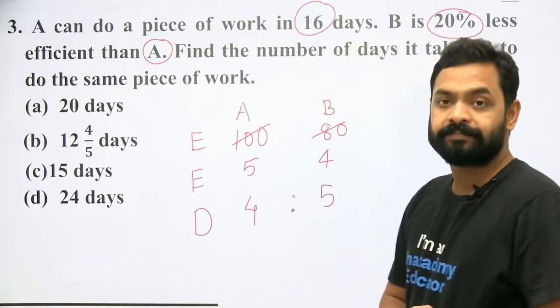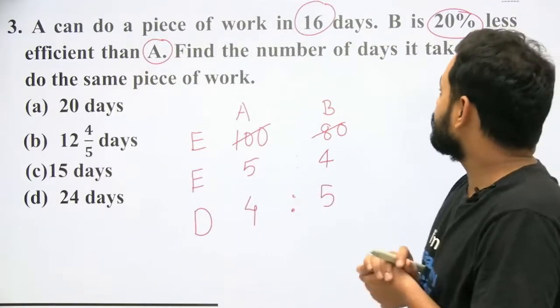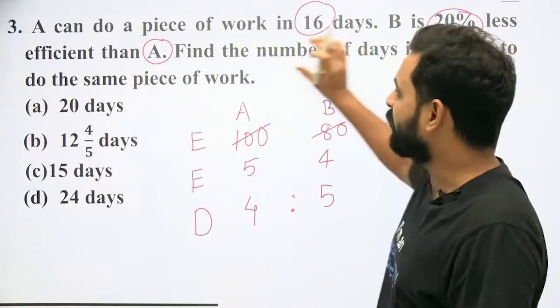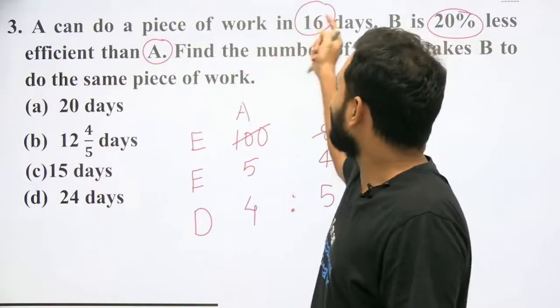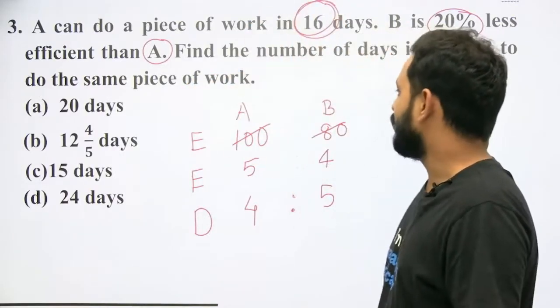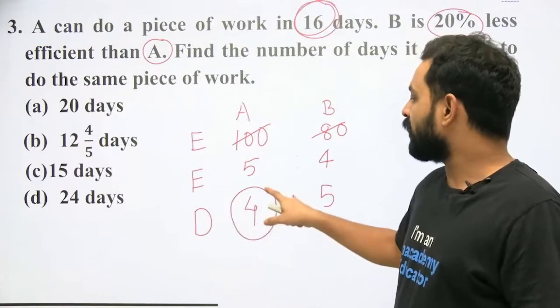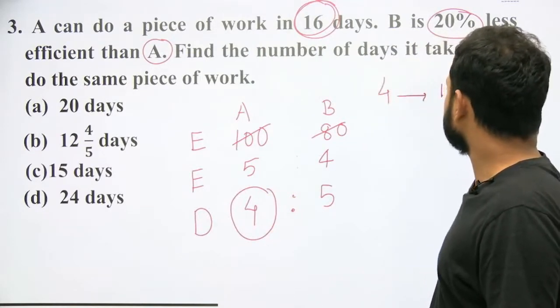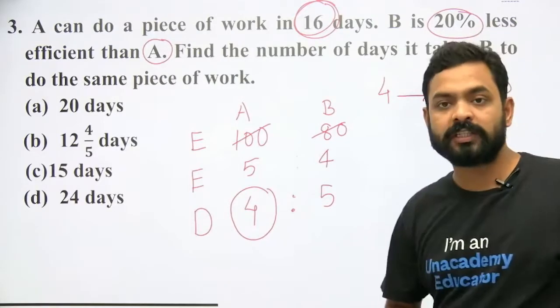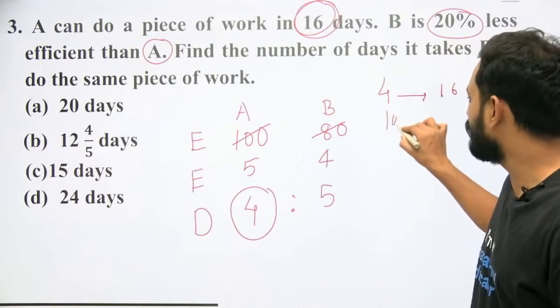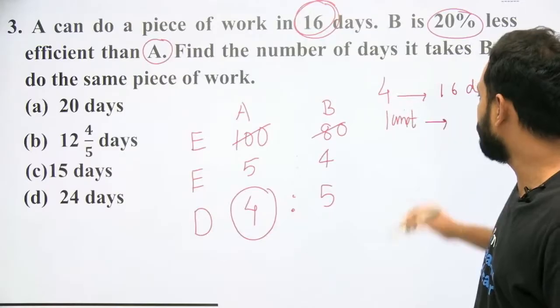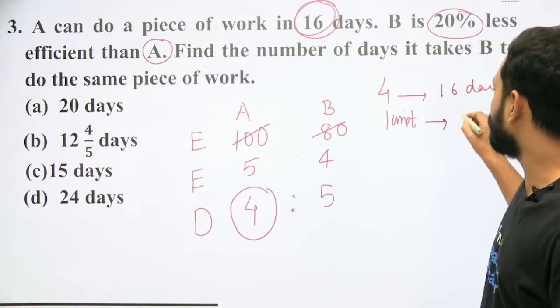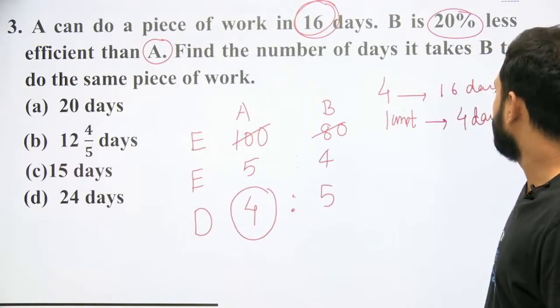I hope this is clear. Now, the question says, find the number of days it takes B to do the same piece of work. A took 16 days. So A's unit of work is 4 units. 4 units is equivalent to 16 days. So find out 1 unit. The unitary principle will be applied. So 16 upon 4, that is 4 days.